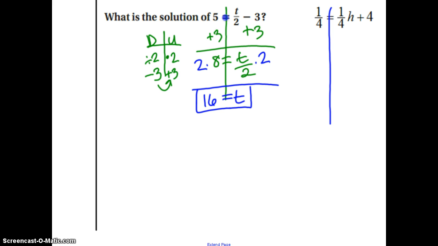This one, 1/4 equals 1/4 h plus 4. Sometimes this looks a little harder. Not so bad though. So as I'm doing it, I multiply by 1/4, then I'm adding 4. That's in my do and undo chart. So how do I undo? I've got to undo the plus 4 first. So I subtract 4 from both sides.